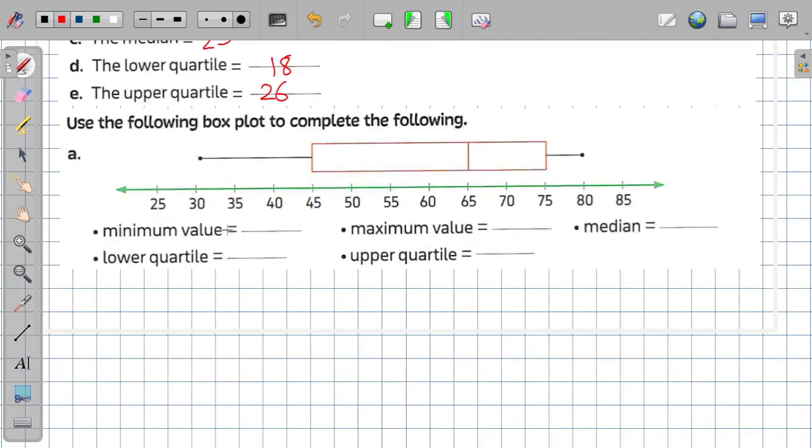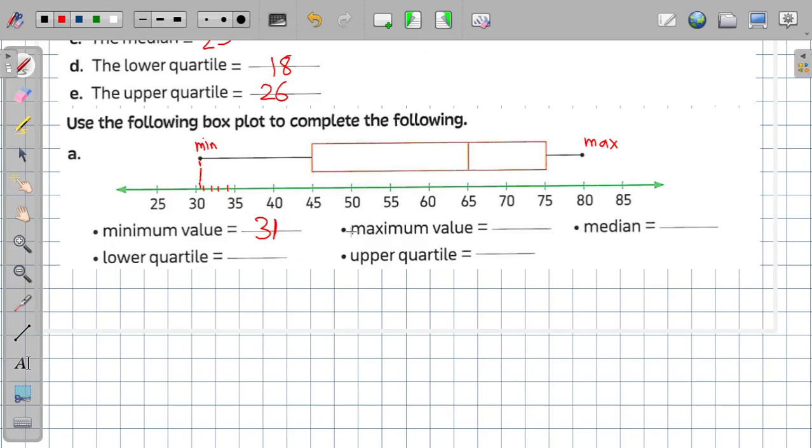Let's try another one. I have here 30, 25, 30, 35, and so on until 85. Here I have the minimum number, and here I have the maximum number. If we draw a line like this, I think it's not 30, it's just after 30. The distance between 30 and 35 is divided into 5 parts: 31, 32, 33, 34. So I think the minimum value here is 31.